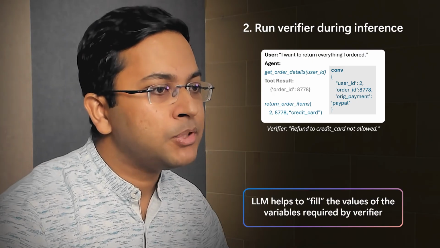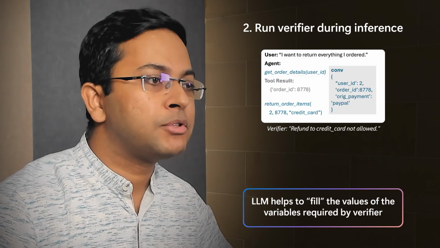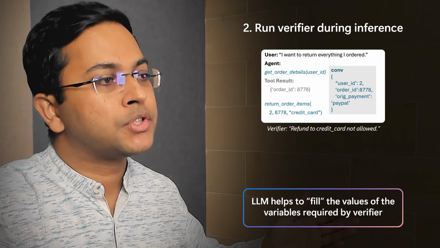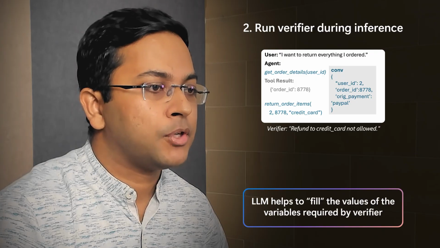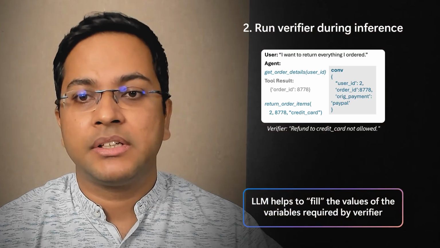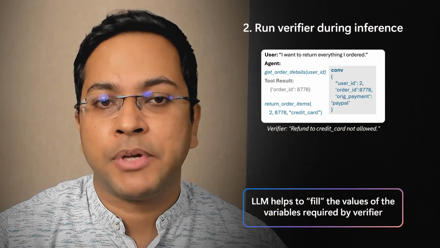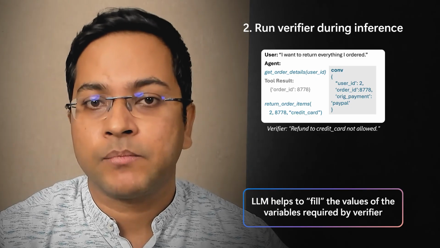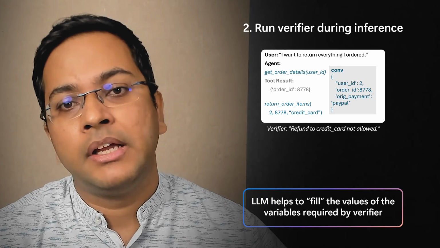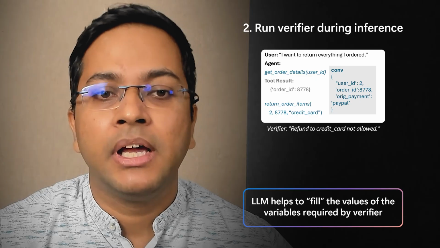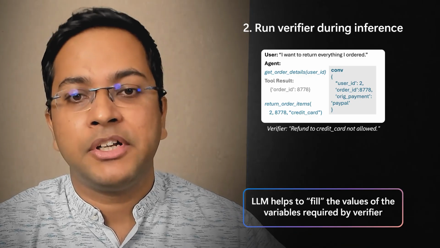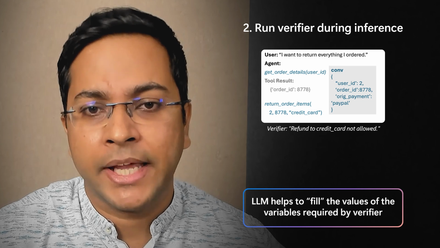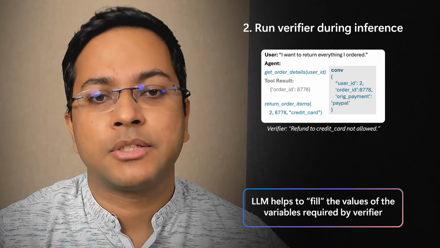And then the magic happens at runtime when the variables of the Python verifier are dynamically filled in based on the user's context and the model's current response. For example, here, the agent tries to return some items based on the user's request, but it uses the wrong payment ID. The verifier fires in, it checks that a violation has been made, and gives a message, refund to credit card not allowed. We see that in the next turn, the model takes this feedback and corrects its mistake.